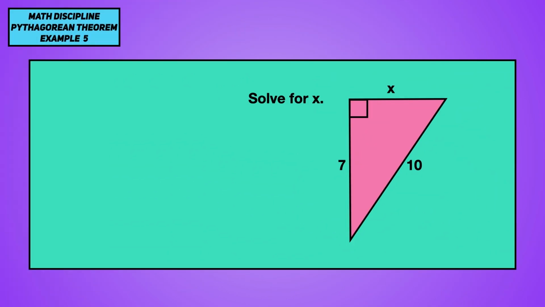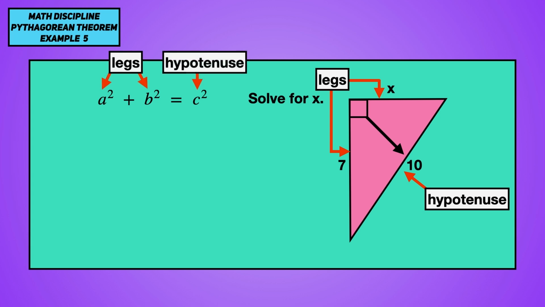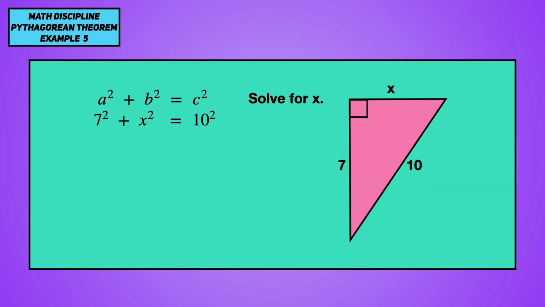In our last example, we are given the length of the hypotenuse of our right triangle, 10, but we have to solve for the length of one of the missing legs. We start by substituting the variables a and b in our Pythagorean theorem with 7 and x, and we'll substitute the variable c with the value of our hypotenuse, 10.